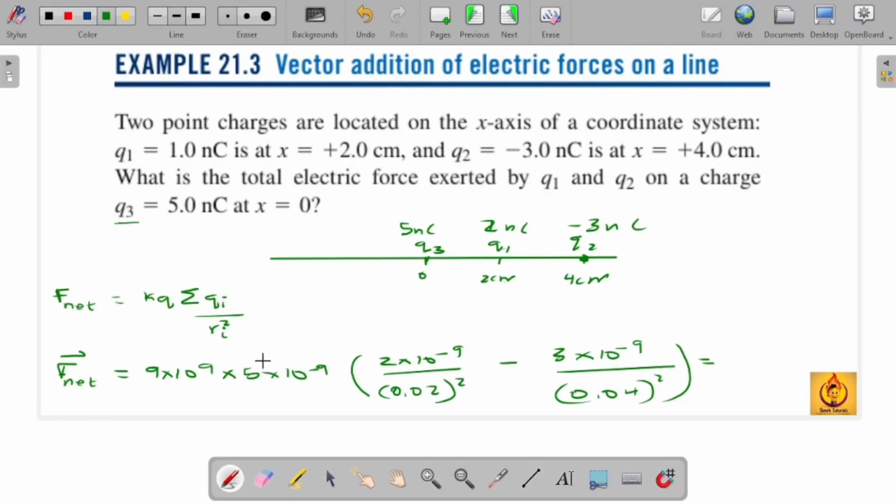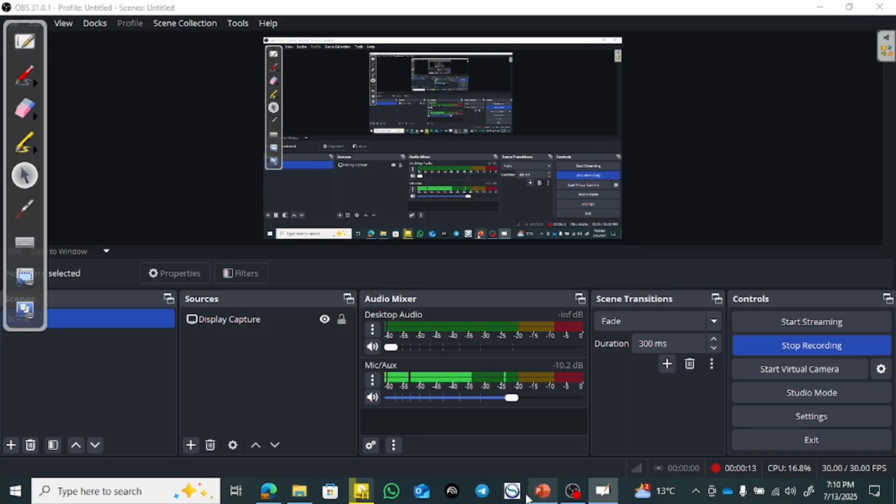The distance of Q3 from Q1. Let's look into that distance. Oh, sorry about that.